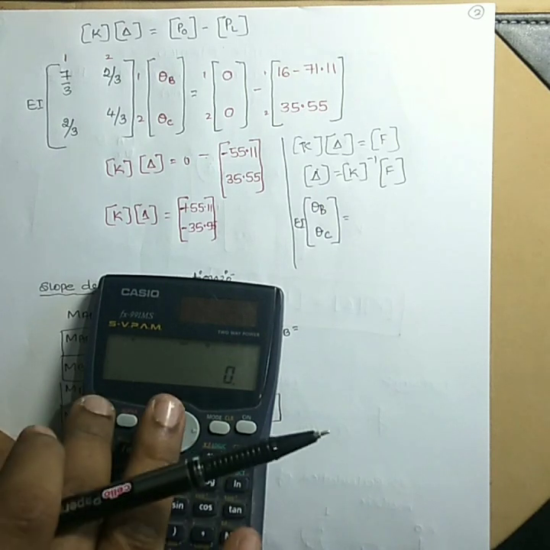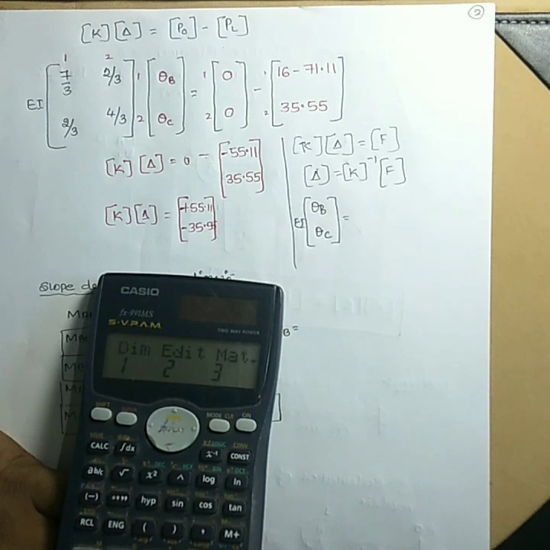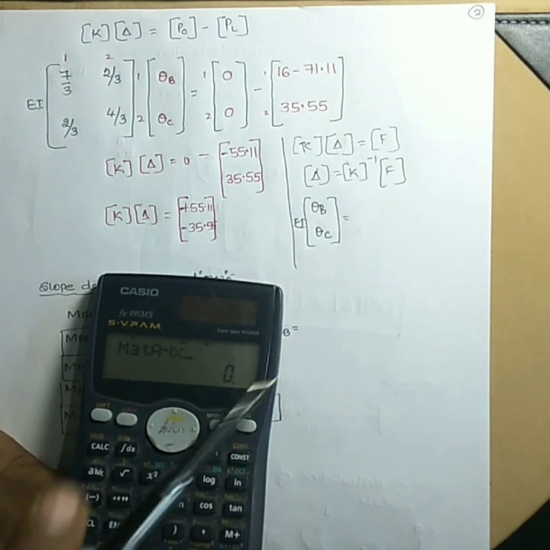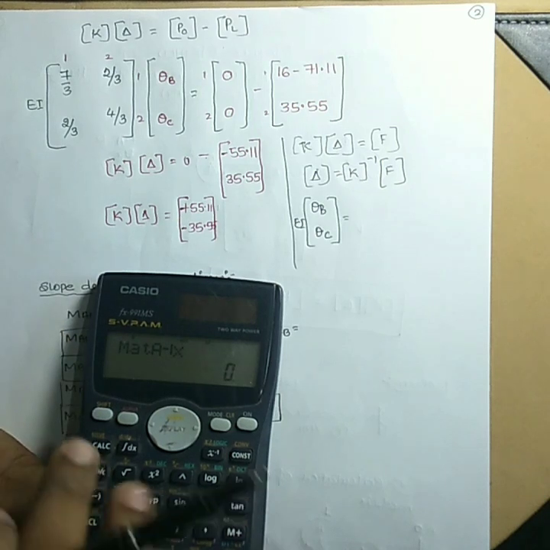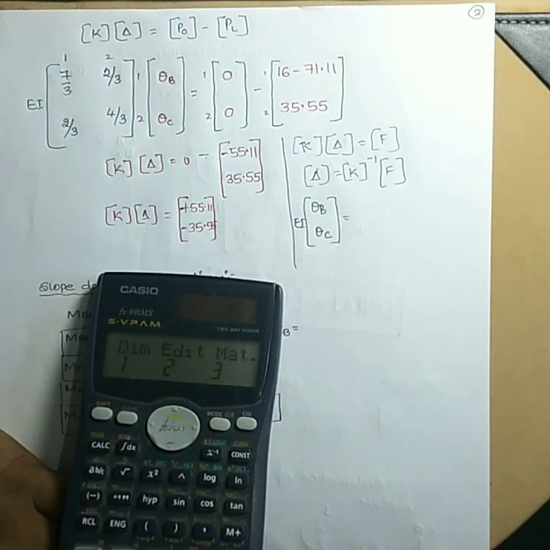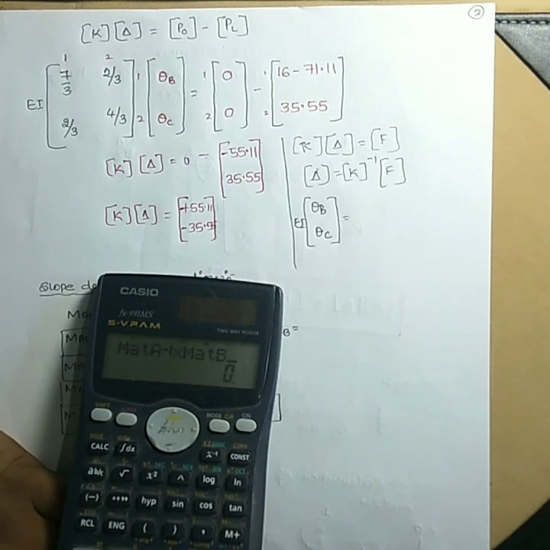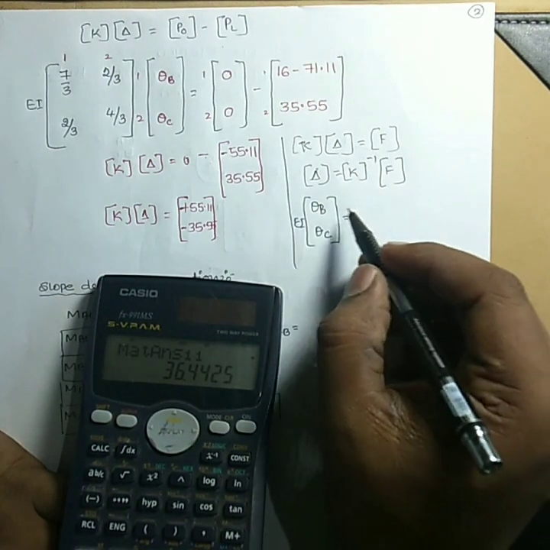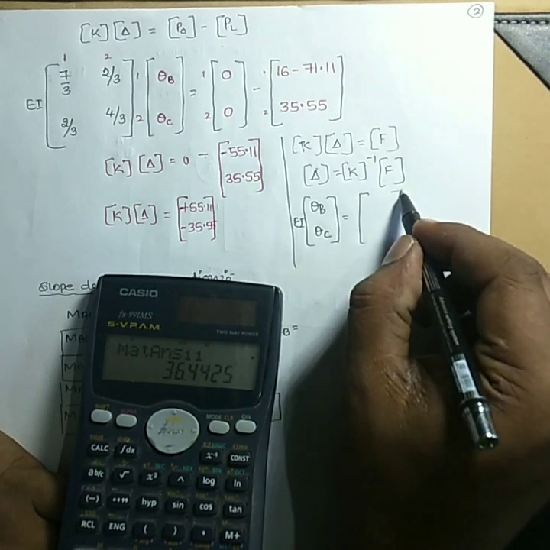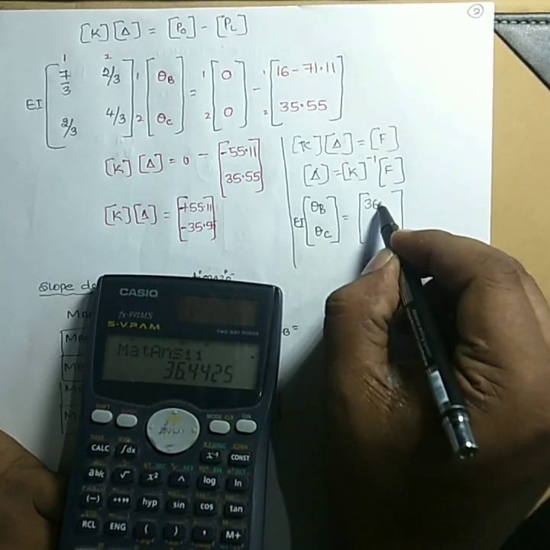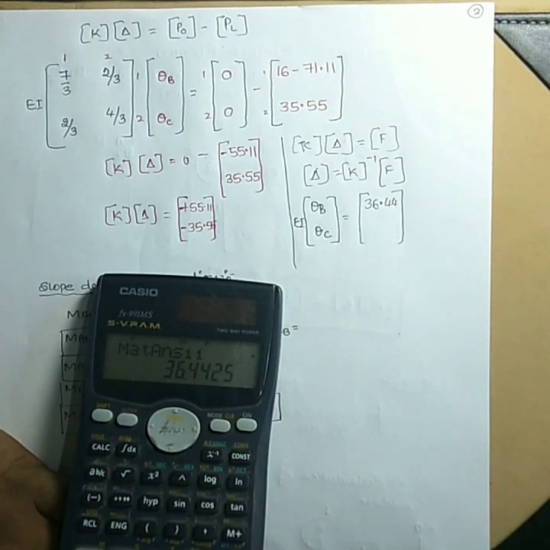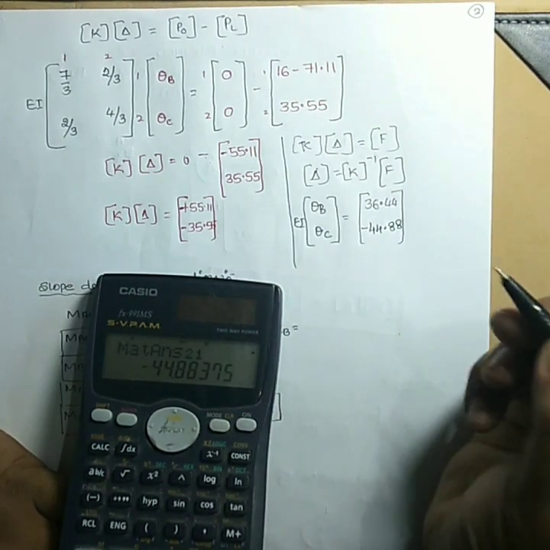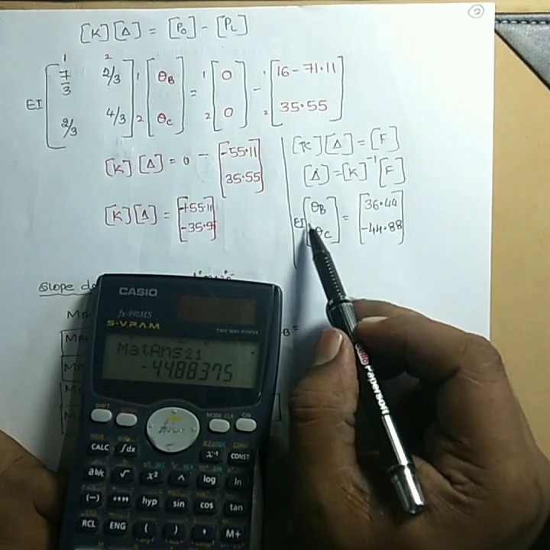You can go shift mat third one, that is first inverse, that is K matrix inverse into your force matrix, so that is matrix B. So shift 4, 3 and 2. So here you can see, if I plus equal to, directly I'll get the answer for EI theta B as 36.44, and EI theta C is on the downside, that is minus 44.88. So you got the answer for EI theta B and EI theta C.